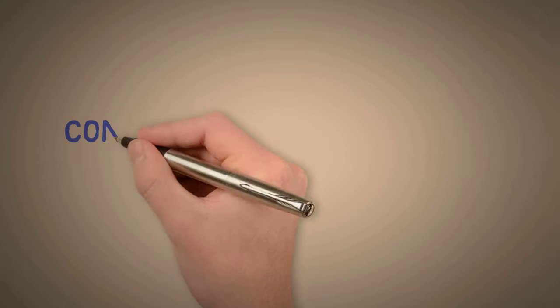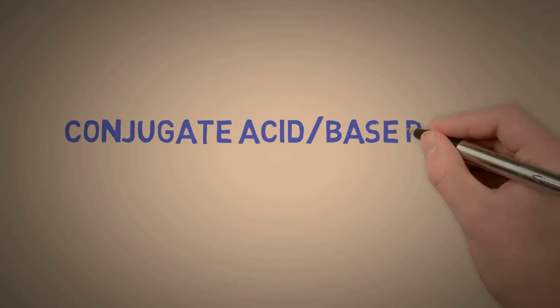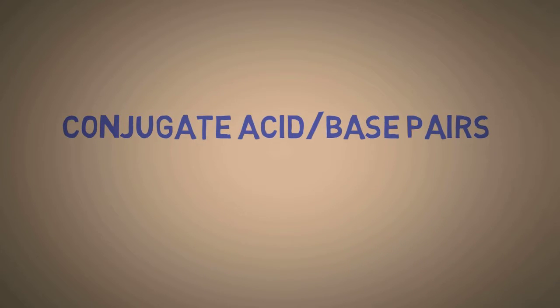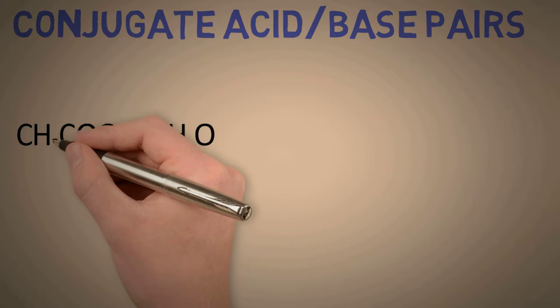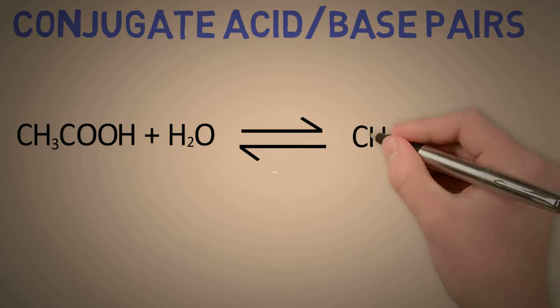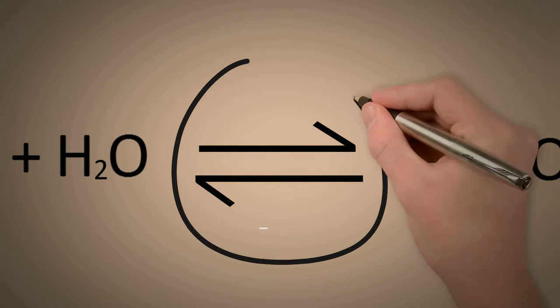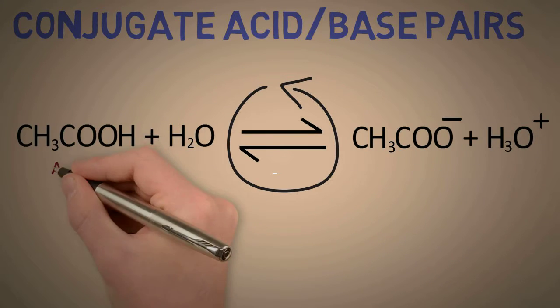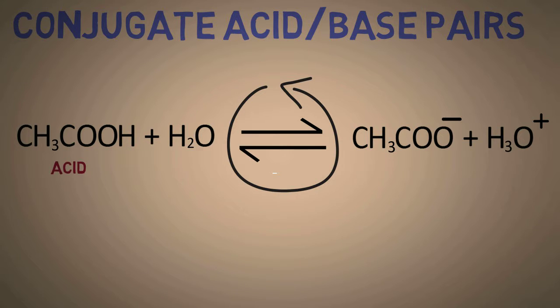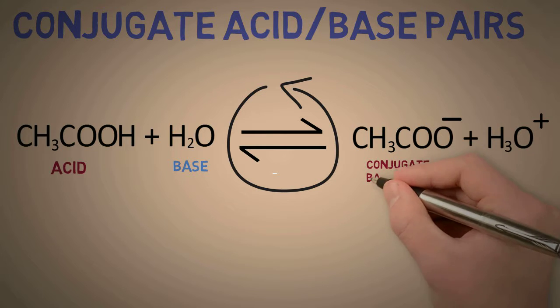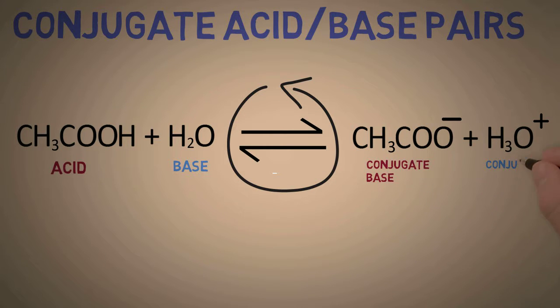Following that are conjugates. Every acid has a conjugate base, and every base has a conjugate acid. And what I mean by this, let's say we're given the reaction of ethanoic acid. You can see it is in equilibrium. That means if the reverse reaction were to occur, the ethanoate anion on the product side now acts as a base, whereas the hydroxonium ion is an acid. These are known as conjugate pairs.